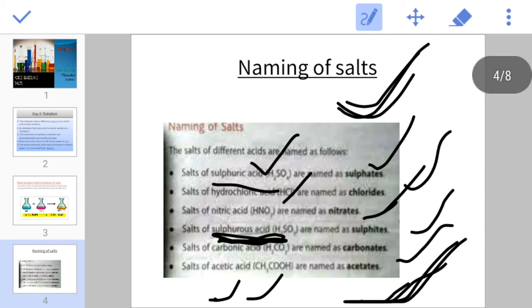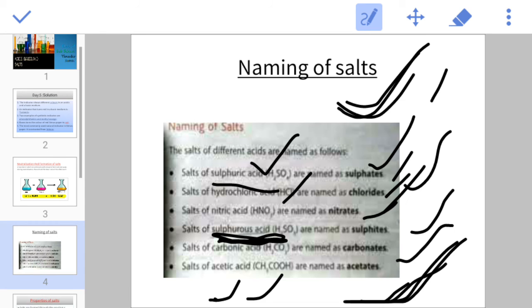The next one, naming of the salt. How can we name the salt? If we are using sulfuric acid, they are termed as sulfates. If we are using hydrochloric acid, they are termed as chloride. The others you can read yourself.